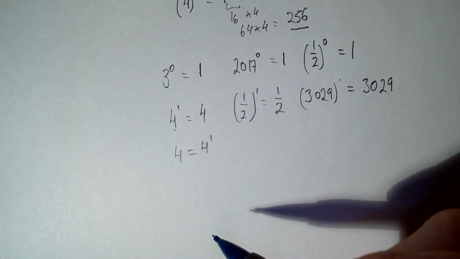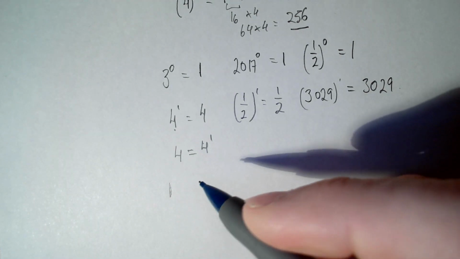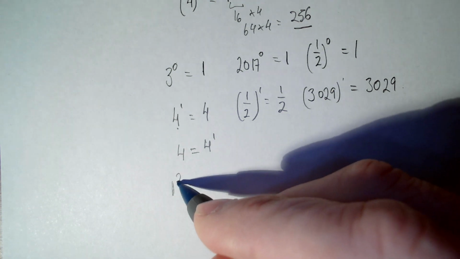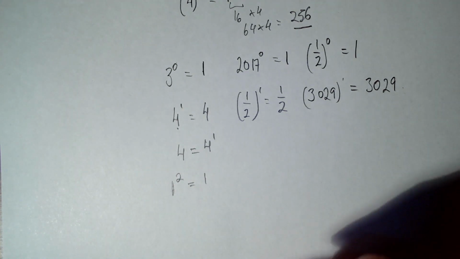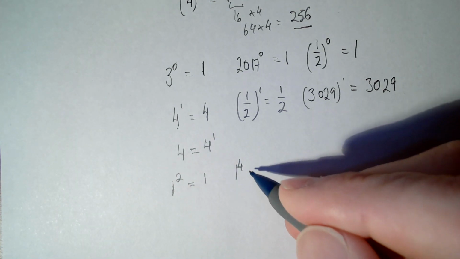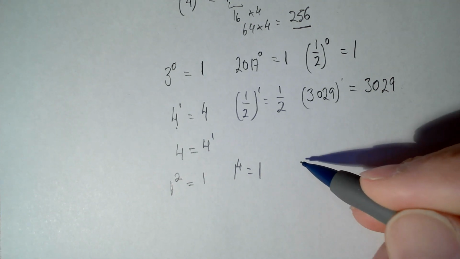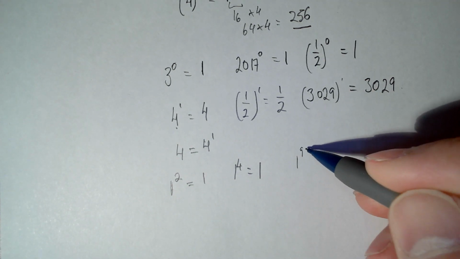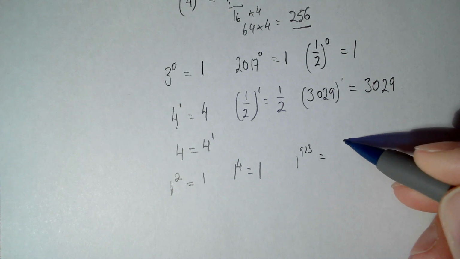And the last special case and the final example in this video is 1 to the power of any number is always going to be 1. So 1 squared is 1, 1 to the power of 4 is 1, and 1 to the power of 923 is 1. So 1 to the power of any number is 1.